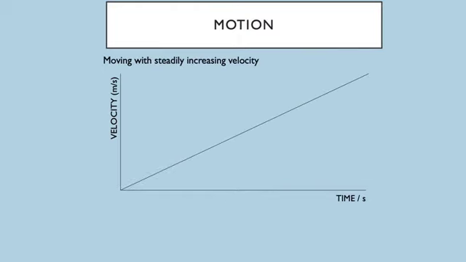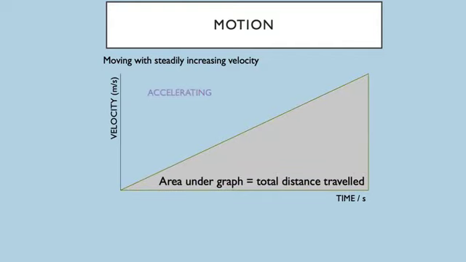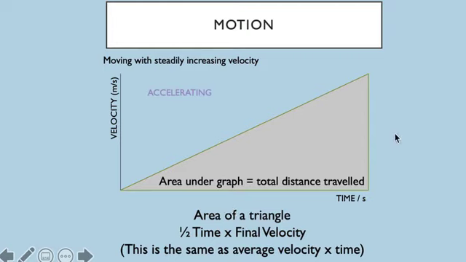Another thing I can find out, if I've got a steadily increasing velocity like this, so accelerating, is that the area under the graph, we've just said, equals the total distance travelled. So this time it's not going to be the final velocity times the final time, because my velocity has changed all the way. And I'm sure you already know how to work out the area underneath this. It's the area of a triangle, and the area of a triangle equals half times time times the final velocity. It's half times the base times the height, isn't it, to find out the area of a triangle. So here it's a half times the time times the final velocity.